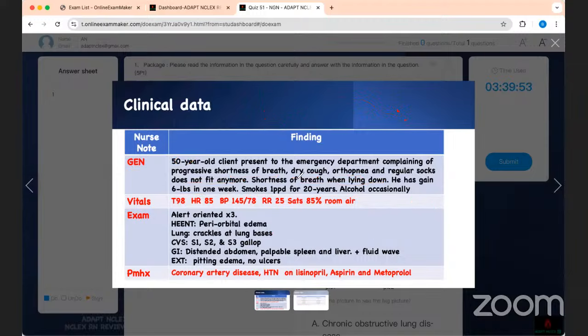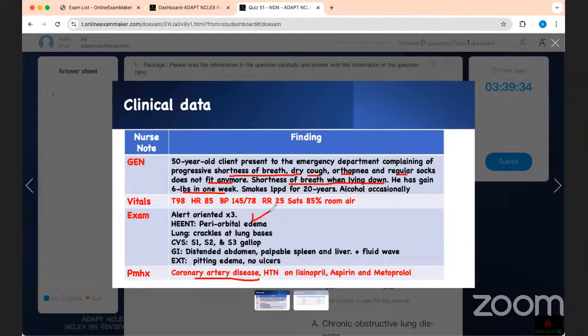You can see progressive shortness of breath, dry cough, orthopnea, regular. It sounds like something that is bad. And this is what is manifesting on the laying down. Patient has gained weight. Something is not right. He has coronary disease. He's failing.